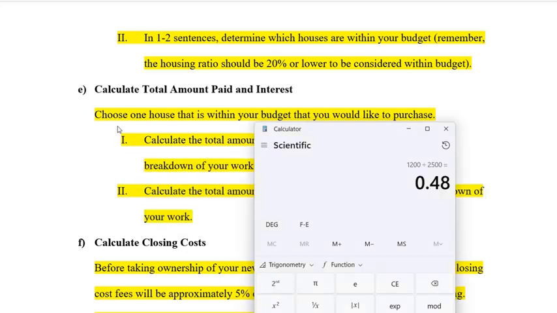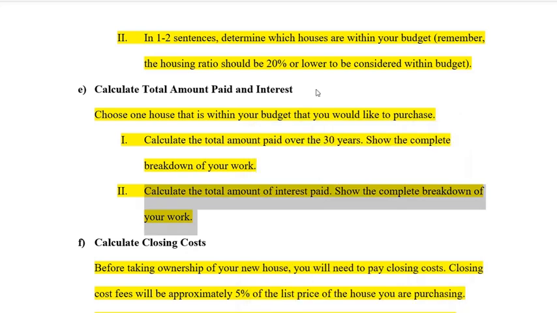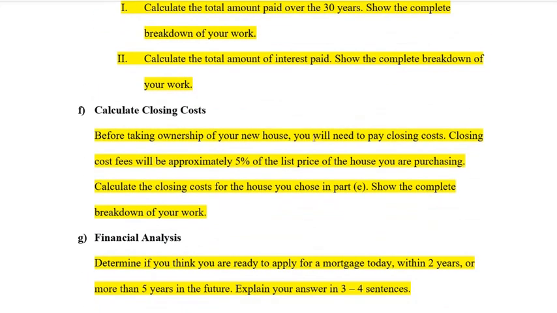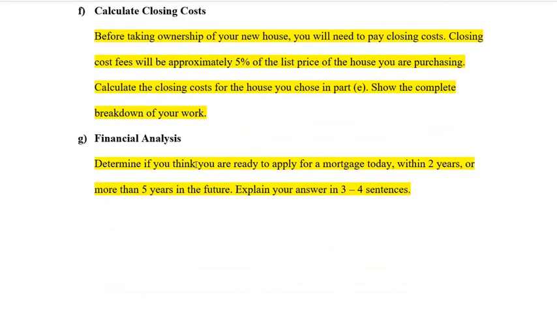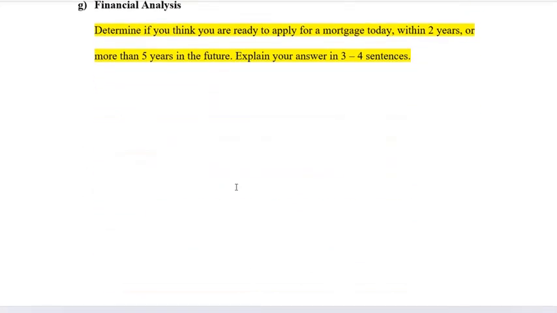So let's say on part E, part I, you got $300,000 was how much it was going to cost for those monthly payments, but the house only cost $150,000, so it means $150,000 went to interest. Then closing costs, you just have to find 5% of the home cost. So if your home costs $150,000, that's your closing cost estimate. And then this is an opinion on part G.